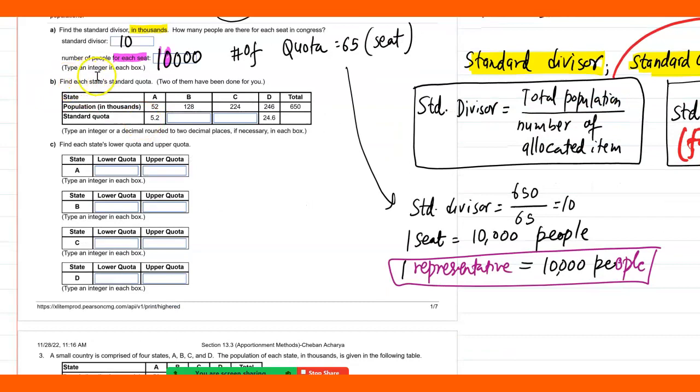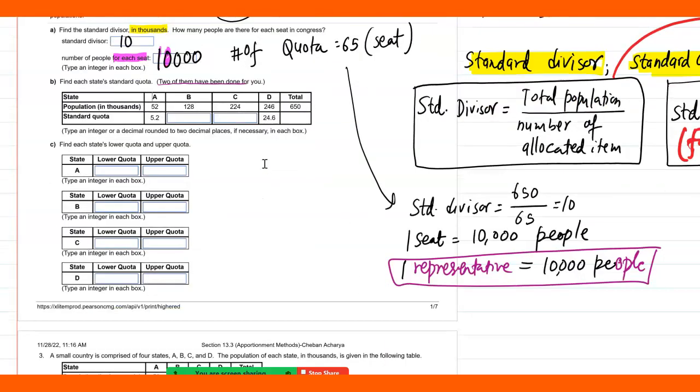Part B, find each state standard quota. Remember that two of them have been done for you. You can see that 5.2 and 24.46 are done for you.